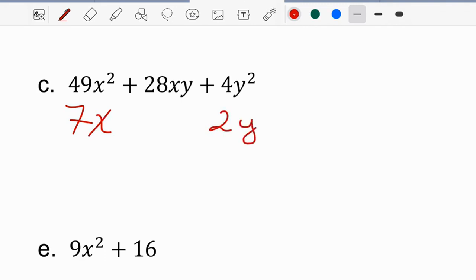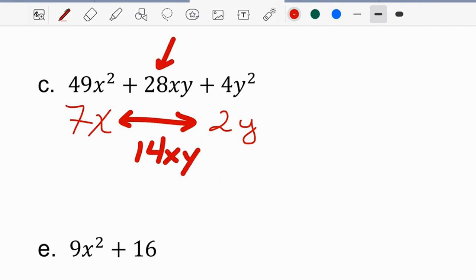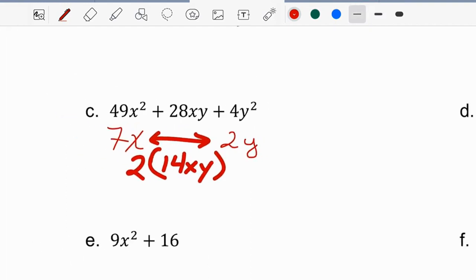How about this 4y squared over here? Where did it come from? Well, it came from a 2 and a y. Now, if I multiply these numbers together, I'm going to get 14xy. Is that equal to 28? Well, no, but twice this product is.